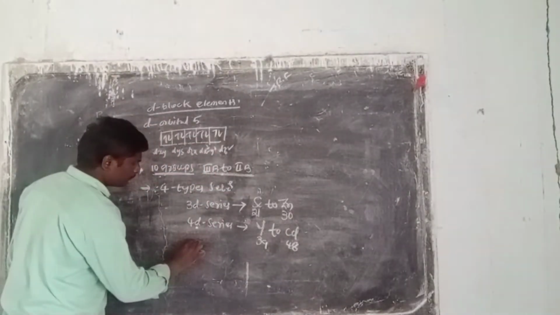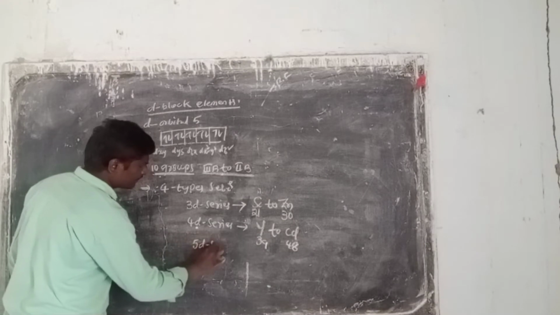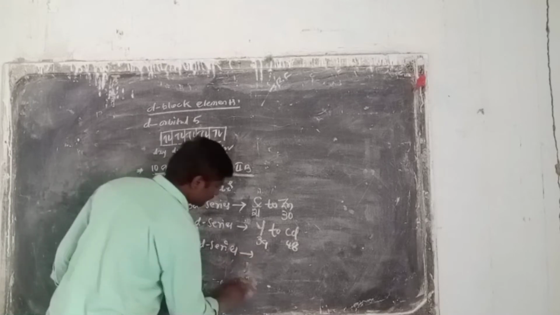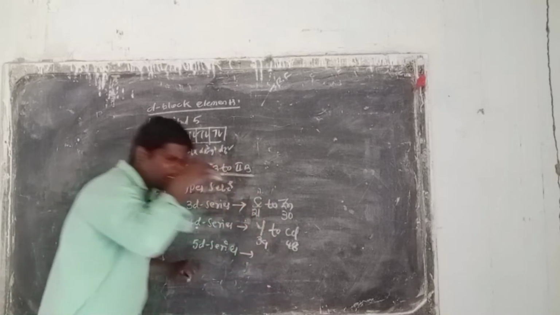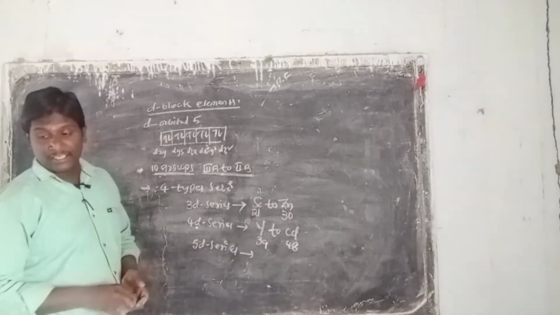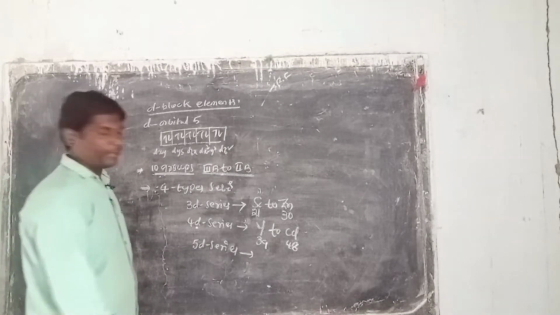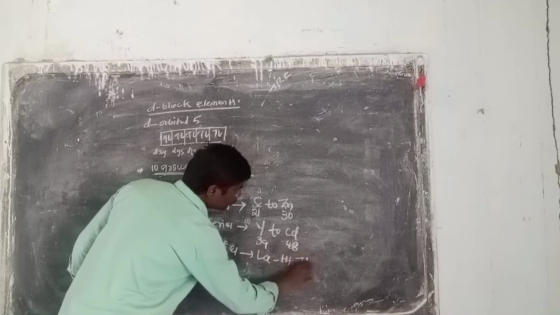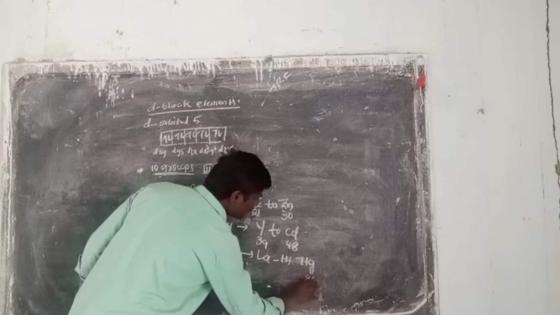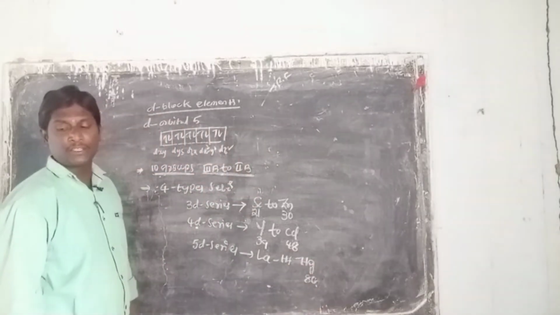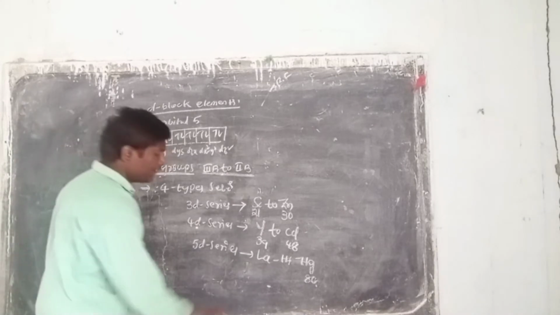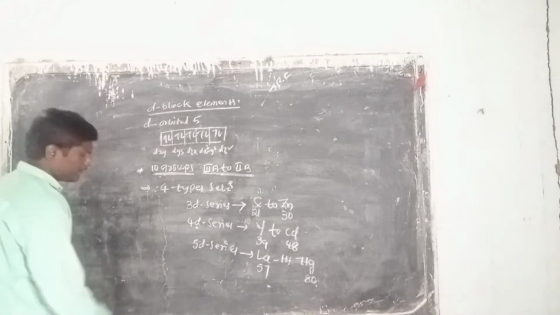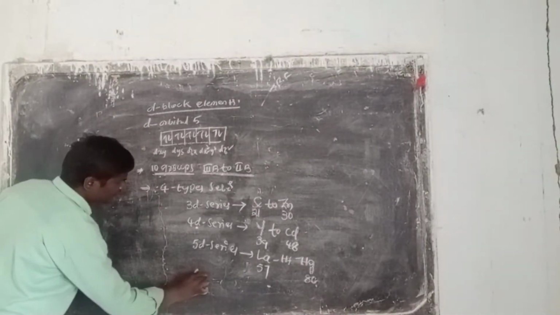Now another one, the 5D series. The 5D series is lanthanum to mercury. Lanthanum to osmium, osmium to mercury. Mercury is atomic number 80. Lanthanum is 57.